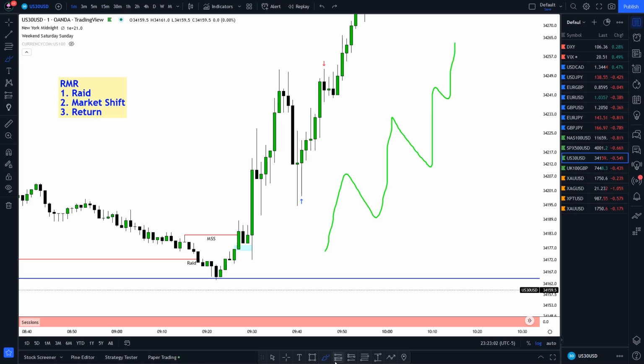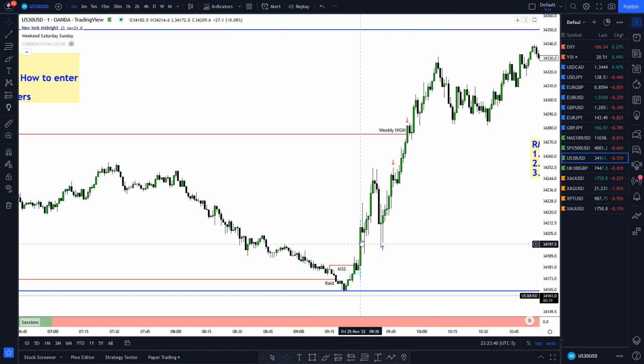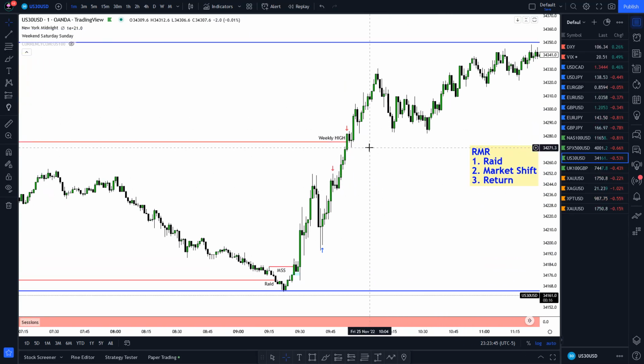So if you're dying to enter, at least wait to a discount and don't enter and chase price at a very expensive or premium price. Wait for that deeper retracement. Okay, so now that we've got our entry position, I'll go through my partials and my objectives very quickly.